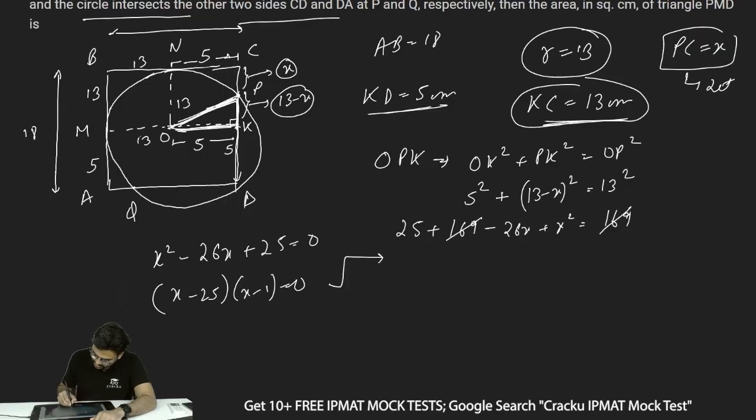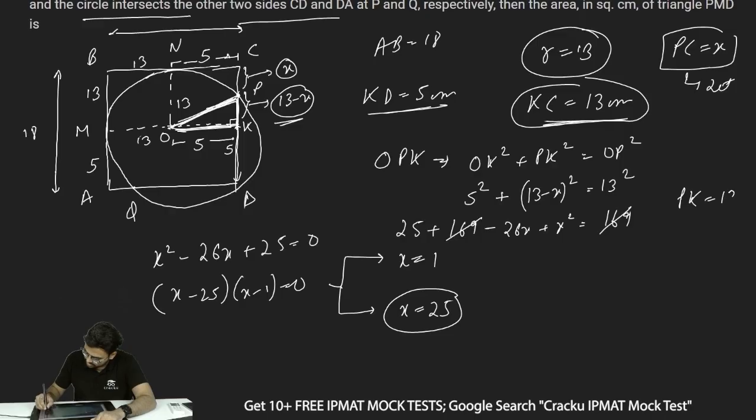Thus, there are two possible values of x: x is equal to 1 or x is equal to 25. Now, can x be 25? If x is 25, what is PK? PK is 13 minus x.